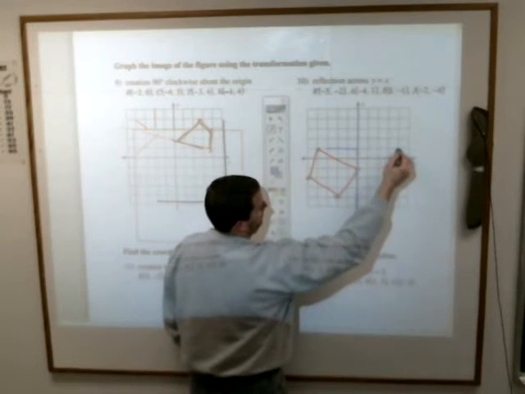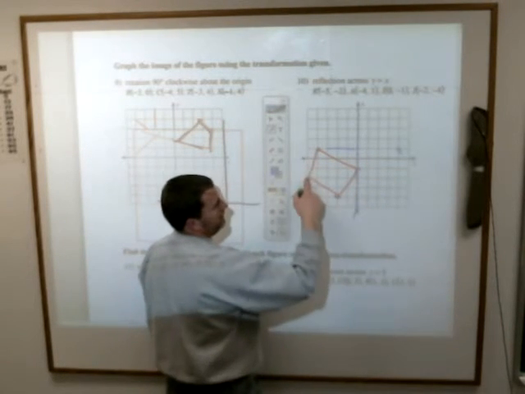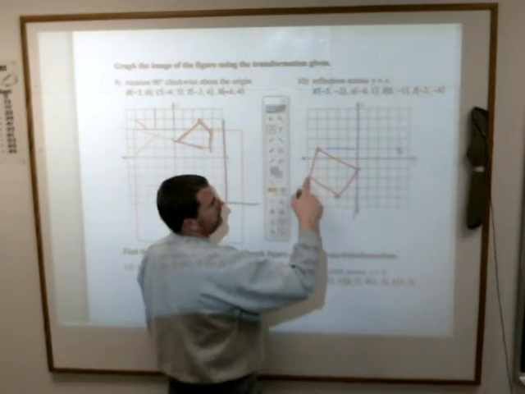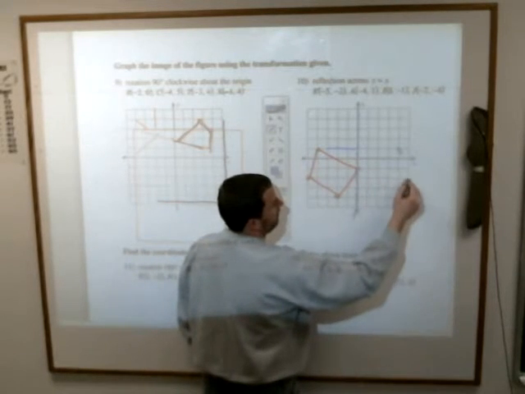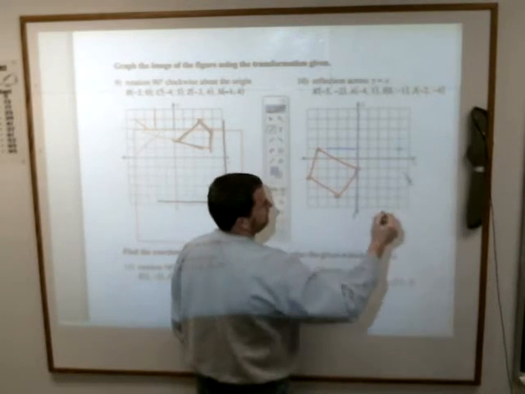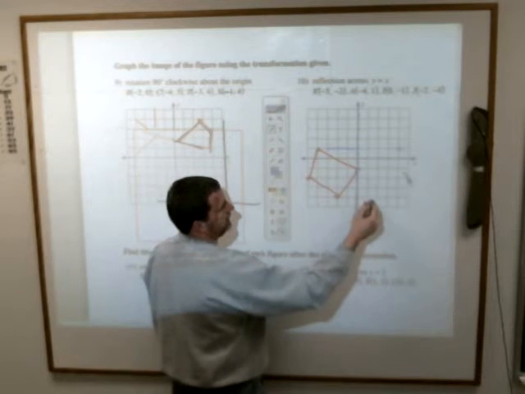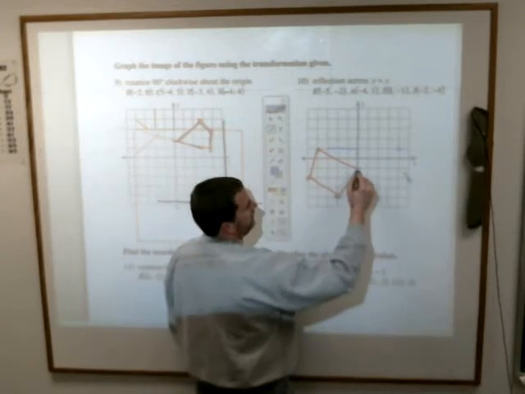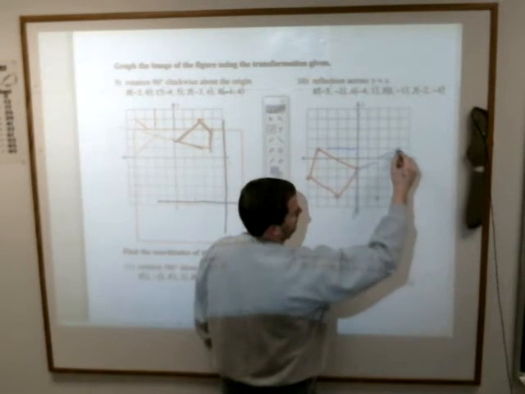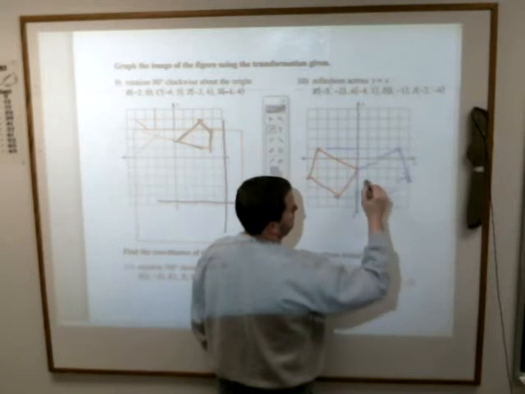4, 1, 2, 3, 4. We put a point there. This point is 1, 2, 3, 4, 5, and 1, 2 this way. 1, 2 that way. So your reflection will look like that.